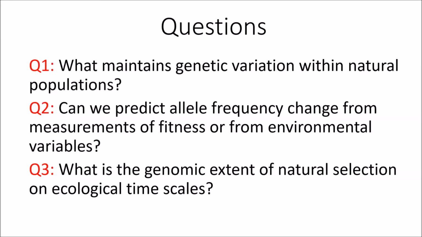The third question is about how much selection is occurring contemporarily in natural populations. What is the scale? How many loci are under selection, and how strong is that selection on scales of a few to tens of generations as opposed to millennia?